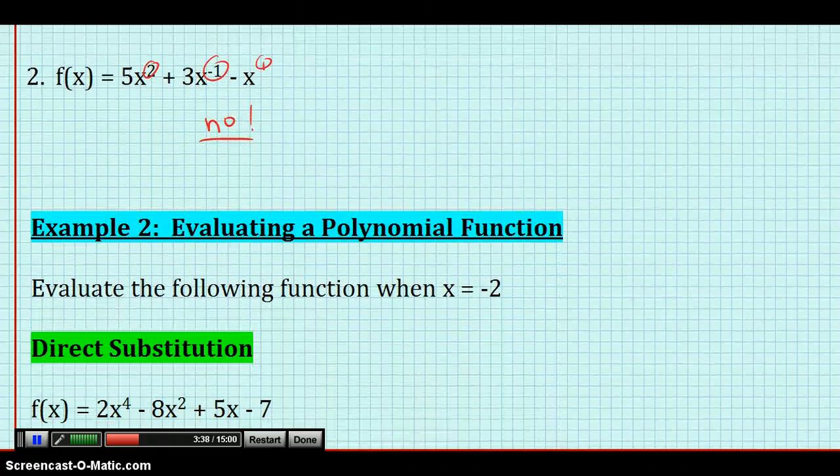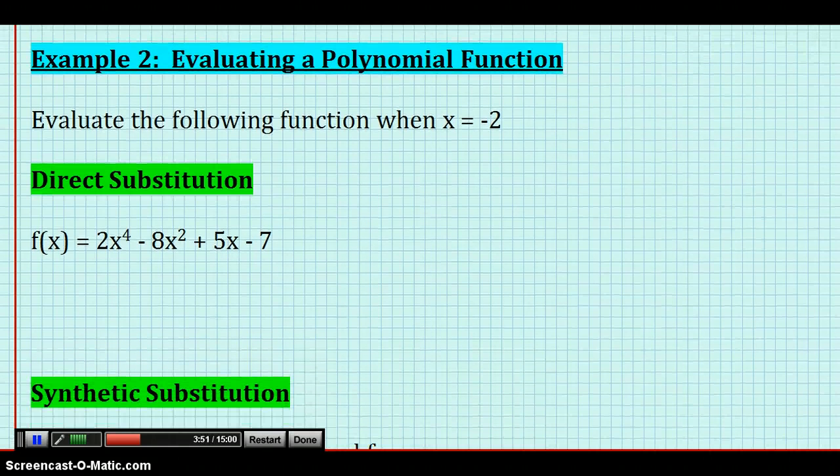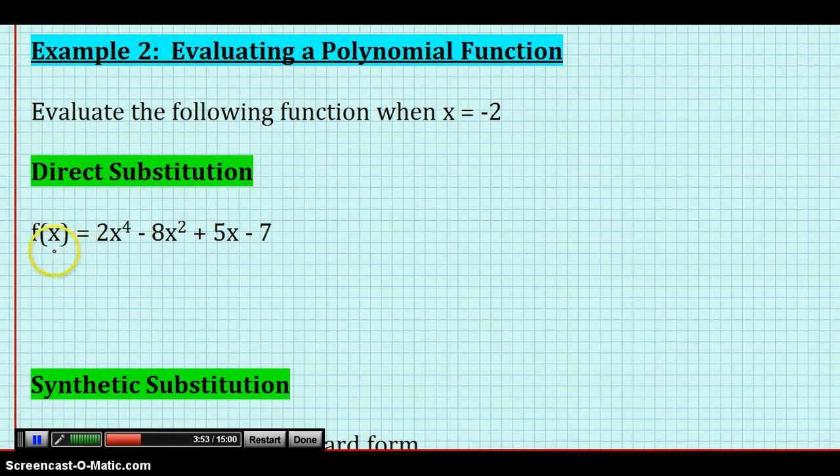So the next thing we're going to do is look at evaluating the polynomials, and there are two different ways you can evaluate polynomials. We have direct substitution and synthetic substitution. So first off, we're just going to look at direct substitution, which you've actually done before. If we're evaluating this polynomial when x equals -2, all you need to do is plug in -2. So we're evaluating this function when x is -2. So wherever you see an x, put in -2.